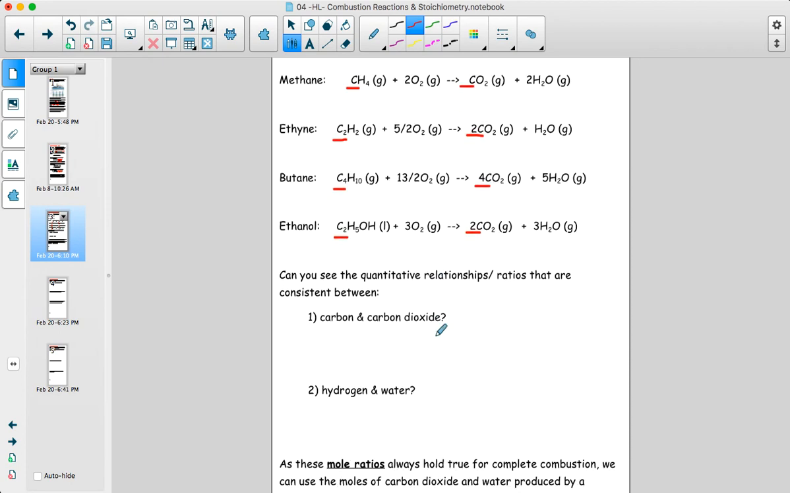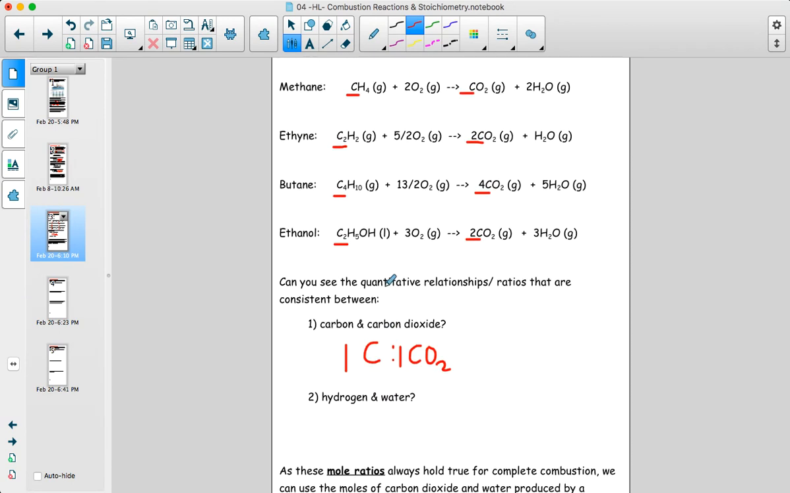So when you combust something containing carbon, the moles of carbon always end up having a 1-to-1 ratio with the moles of CO2. They sort of have to, because there's 1 carbon in every CO2, so however many carbons you had in the original molecule, that's how many CO2 molecules you must make on the other side to be balanced. So 1 carbon for every 1 CO2.